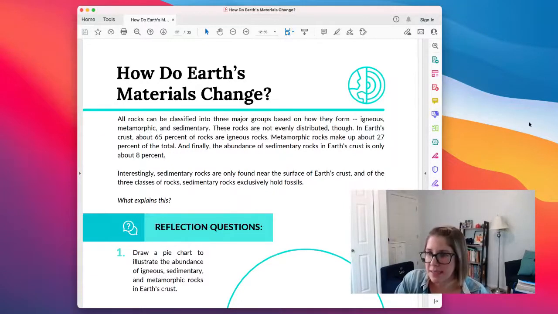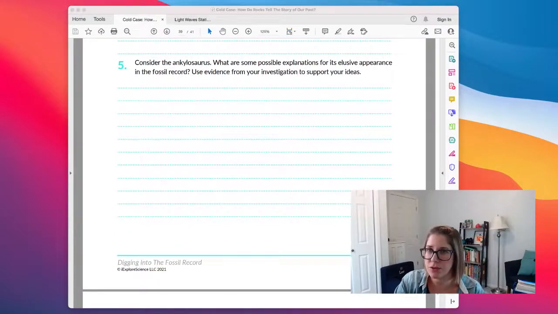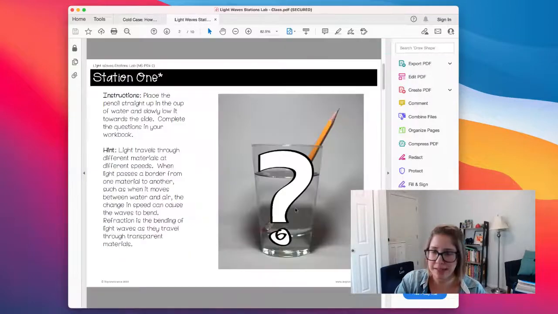Now I am going to show you one last example, and this one is not designed for one of our curiosity sparks. It is an older activity of mine. It is the Lightwave Stations Lab. This was an activity that I have used in my classes. It was before I was using phenomena well, so it's not tied to a phenomenon at all.